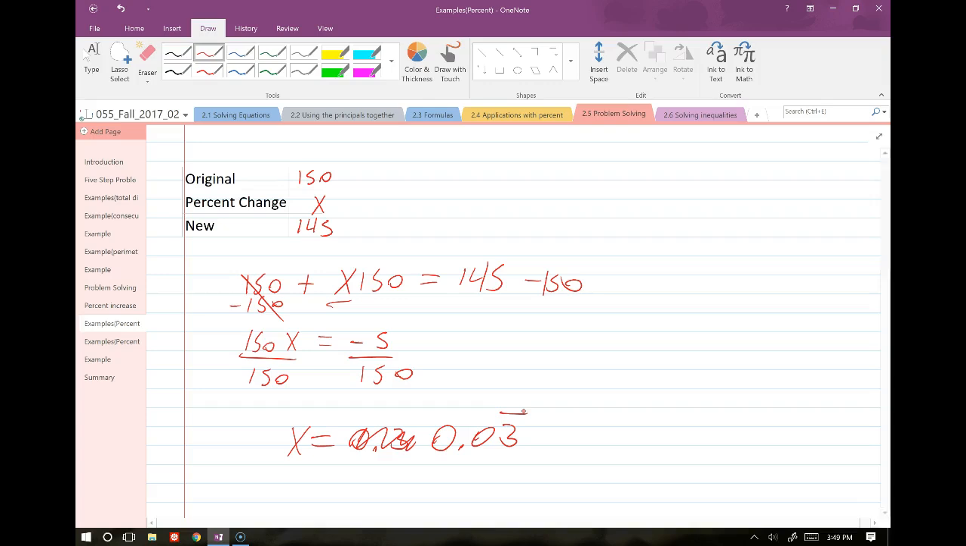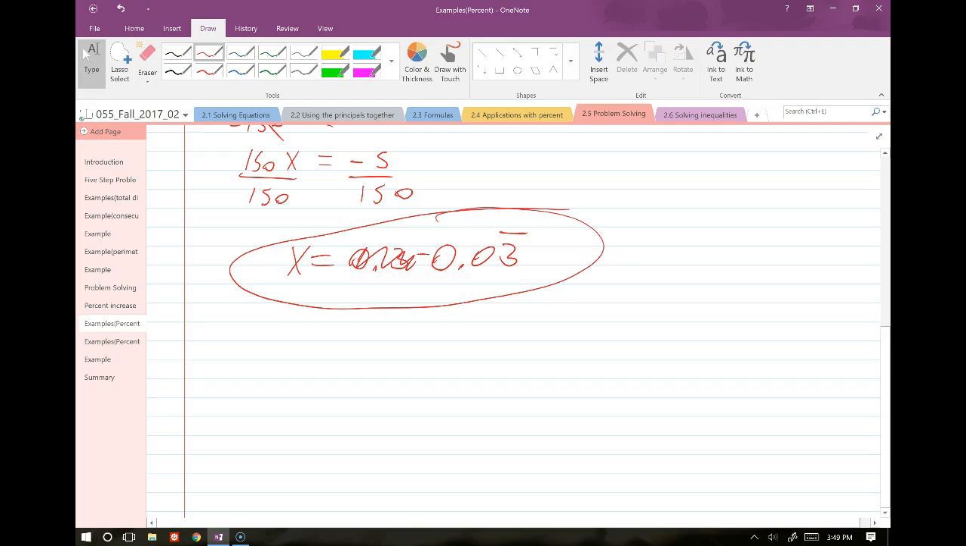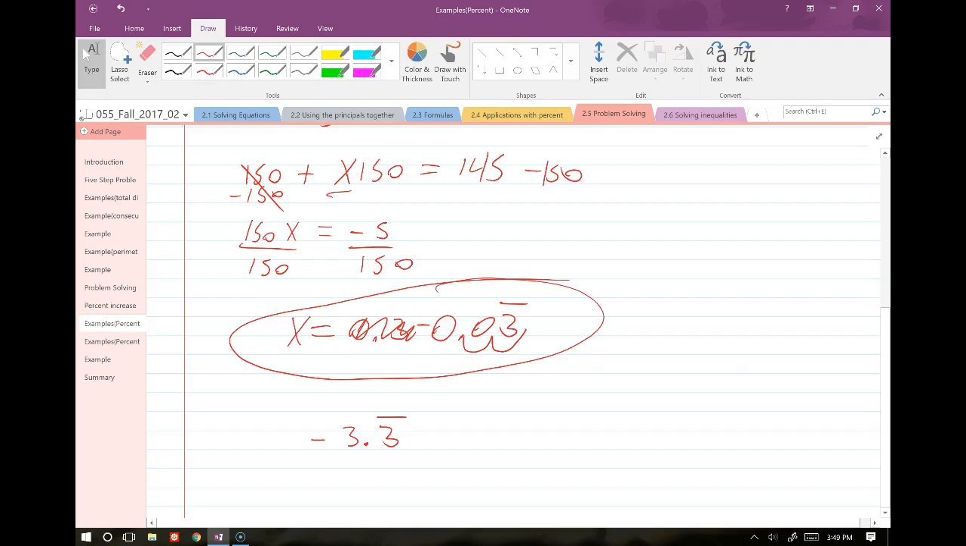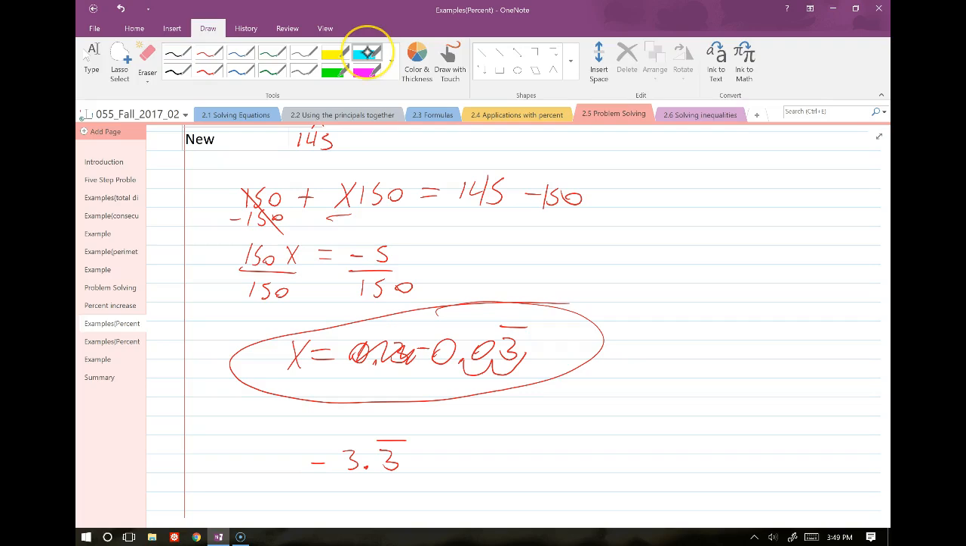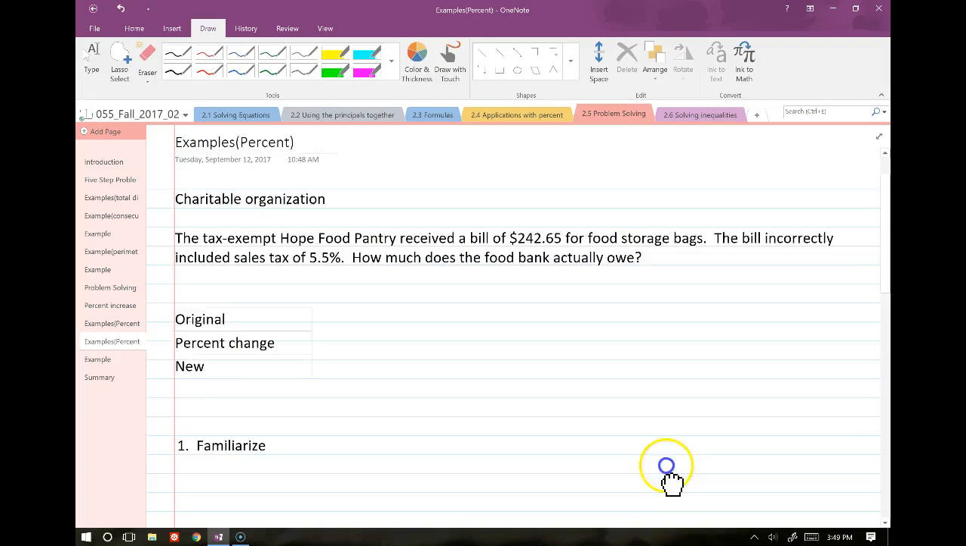So this is our percent change right here, except it's not in percentage yet. So how do we switch that to percentage? Boom, boom, move it two spots, and we get negative 3.3 repeating percent. All right. Did that one make sense to you guys? Okay. And notice that we had to put this original amount in there twice, right? So keep that in mind. All right, let's do a different kind.